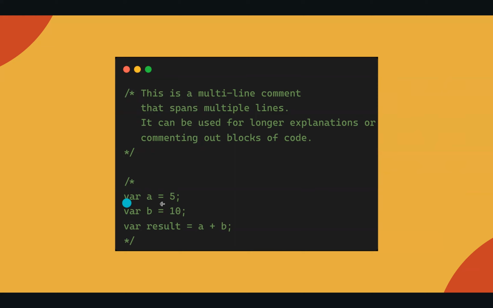These three lines, where a equals 5, b equals 10, result equals a plus b, for some time I don't want to execute this block of code. So I put it in a comment instead of removing it. Then this is ignored by the JavaScript engine while executing.